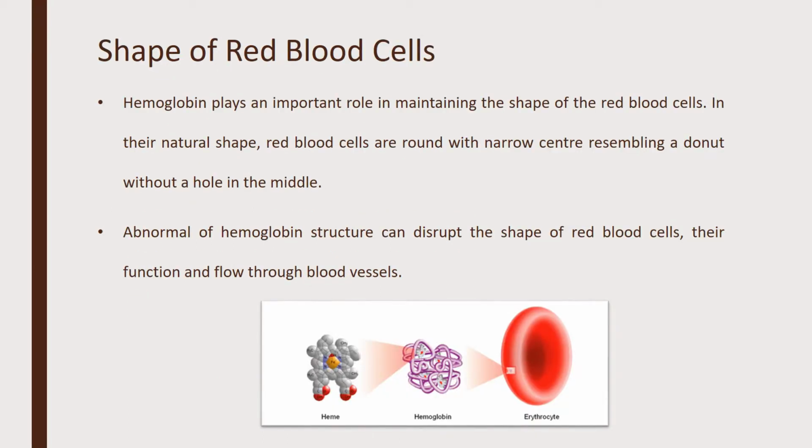Hemoglobin plays an important role in maintaining the shape of the red blood cells. In their natural shape, red blood cells are round with a narrow center, resembling a donut without a hole in the middle. Abnormal hemoglobin structure can disrupt the shape of red blood cells, their function, and flow through the blood vessels.